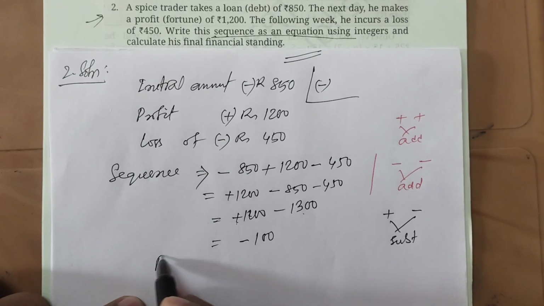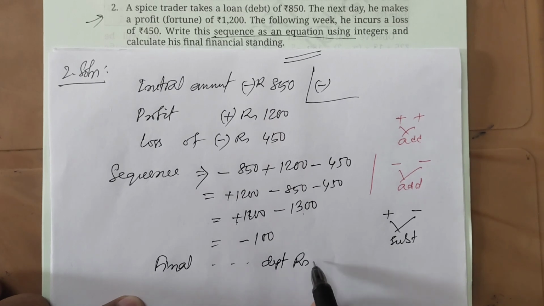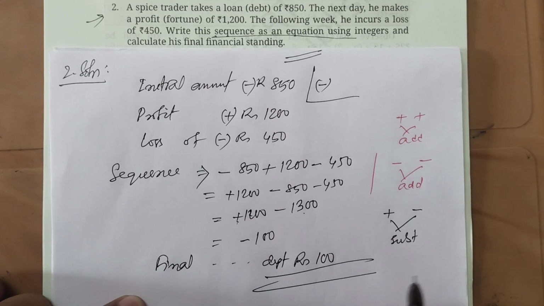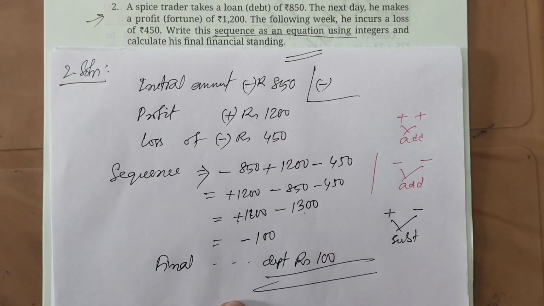You can write like this: the final financial standing is at a debt of rupees 100, because he is having a balance of rupees 100 negative.